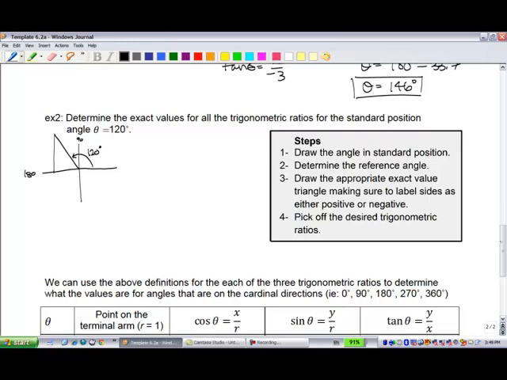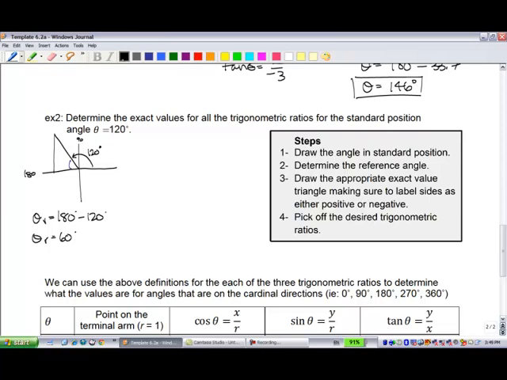Take a look at our steps. Draw the angle in standard position. Great, we did that. Determine the reference angle. So the reference angle is my little blue angle here. And the values I'm using are 180 degrees and 120 degrees. So that's 60 degrees. Draw the appropriate exact value triangle, making sure to label sides as either positive or negative.